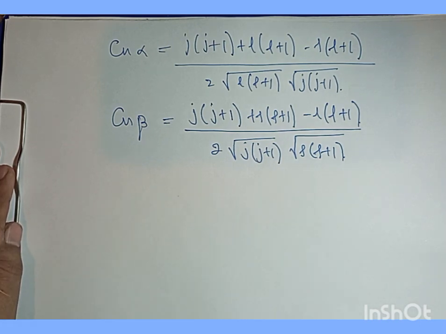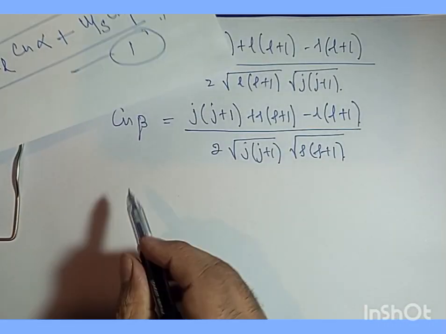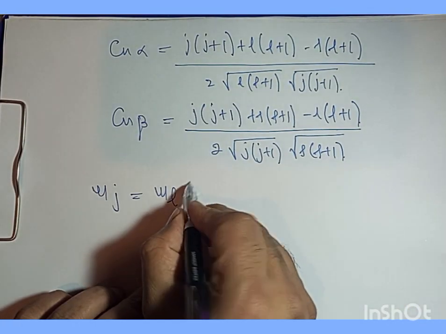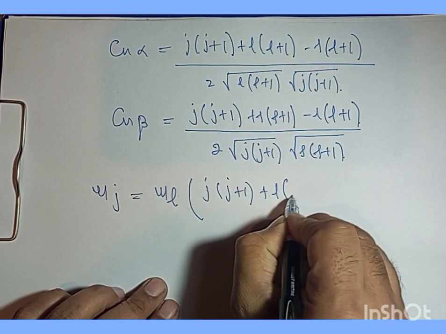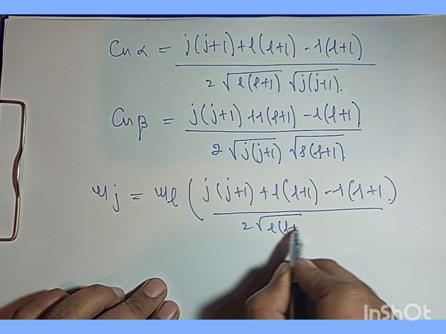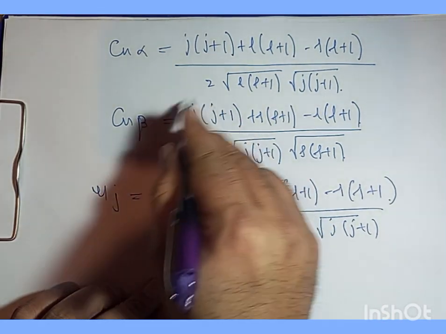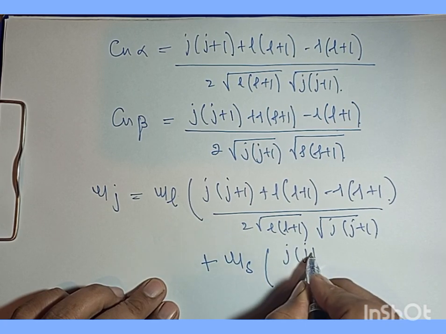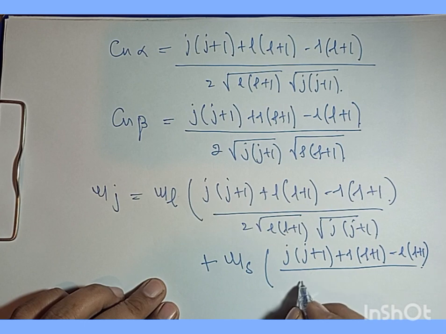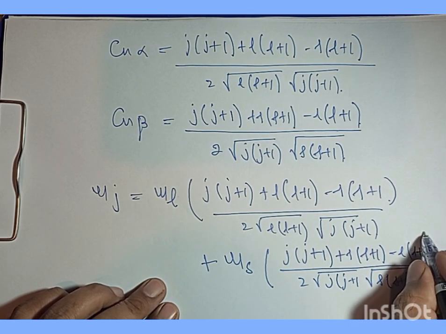So we have cos alpha, we have cos beta, and we can use cos alpha and cos beta in this equation to calculate mu J. So what we will have is mu J is mu L times this whole thing, J times J plus 1, plus L times L plus 1, minus S times S plus 1, divided by 2 times under root of L times L plus 1, under root of J times J plus 1, plus mu S times this whole thing: J times J plus 1, plus S times S plus 1, then minus L times L plus 1, whole divided by 2 times under root of J times J plus 1, then under root of S times S plus 1, and close the brackets.